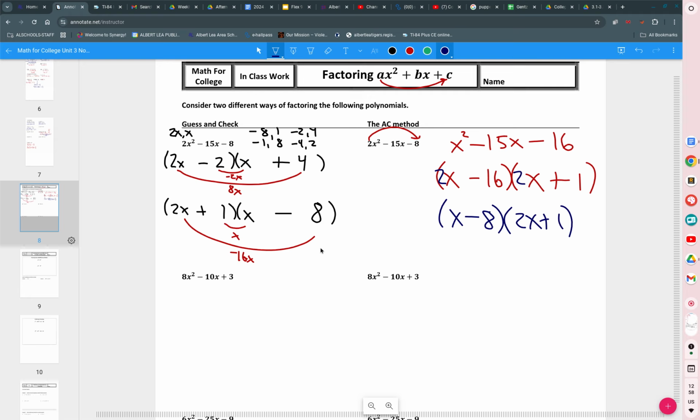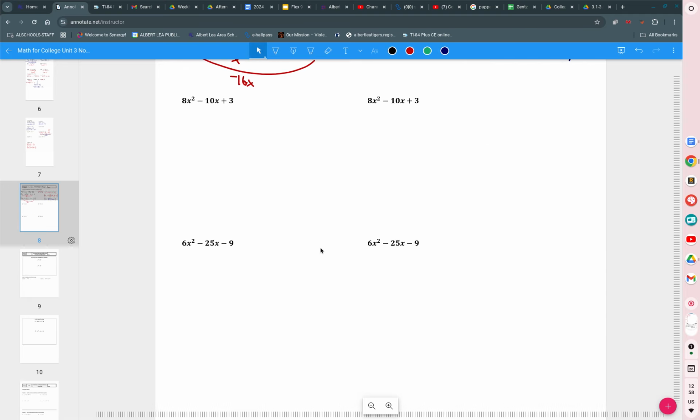Is that the same thing I had on the other side? It absolutely is. So you can choose which method. You can choose guess and check, or you could choose the AC method. Okay. I'm going to choose 2 more problems. I'm going to give you guys a couple of tricks along the line here.